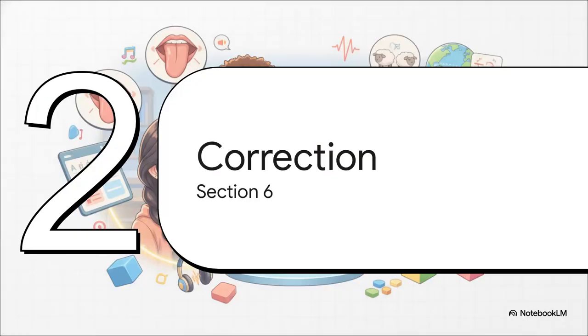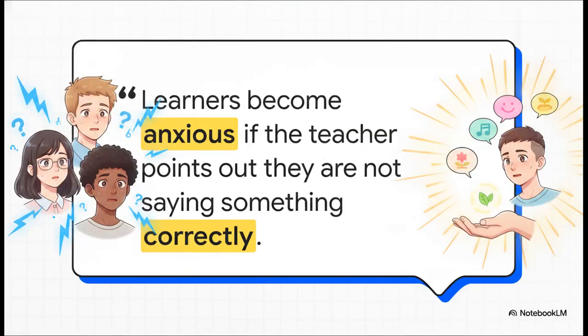Finally, Part 6, Correction and Confidence. Teaching elementary students is incredibly psychological, right? The text quotes Stevick on this, saying, "The learners become anxious about making the sounds. If the teacher points out they are not saying something correctly, they may become very tense." You see, pronunciation is deeply tied to a child's personal identity. Especially for teenagers or older elementary students, the fear of looking foolish or sounding weird in front of their friends is huge. So how on earth do we correct them without completely crushing their spirit?